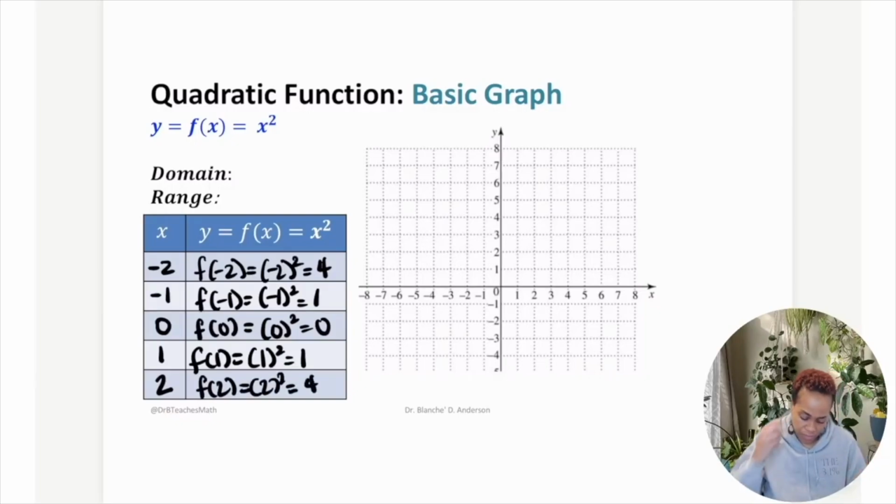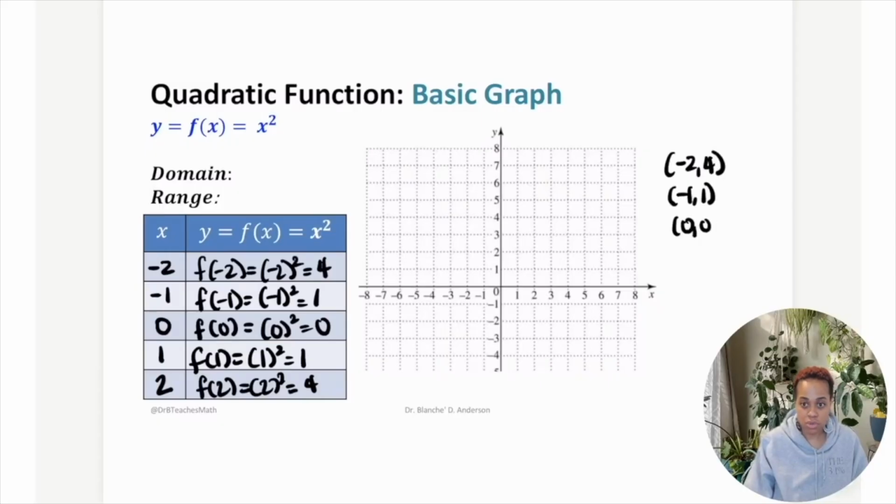Sorry, that was sloppy. So we have our points. We have -2, 4. We have -1, 1. We have 0, 0. And we have 1, 1, right? And then we have 2 and 4. So let's plot those points. I'll do blue. So 0, 0 is here, right? And then 2, 4, -2, 4, and then 1, 1, -1, 1. Why I went in that weird order, I don't know.